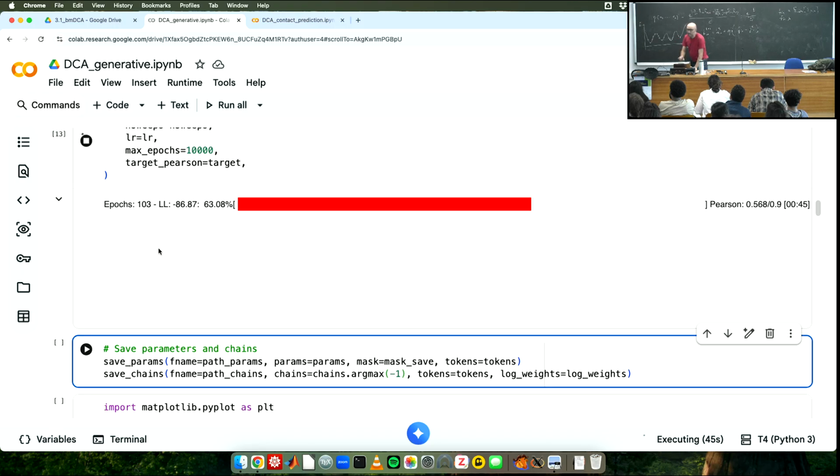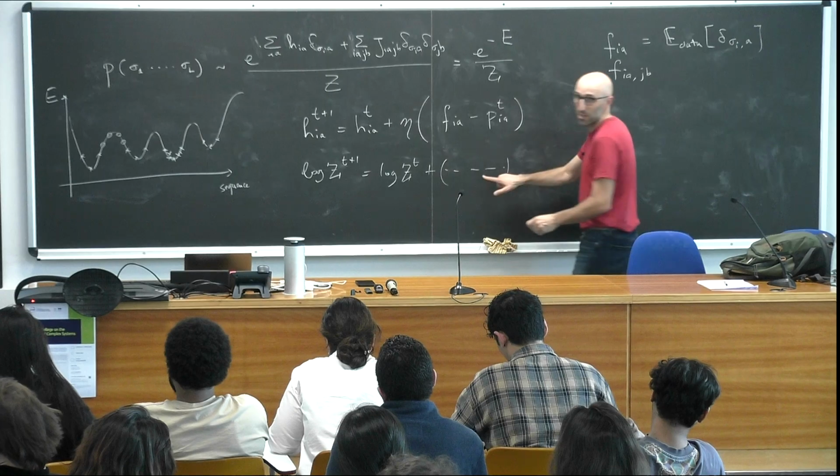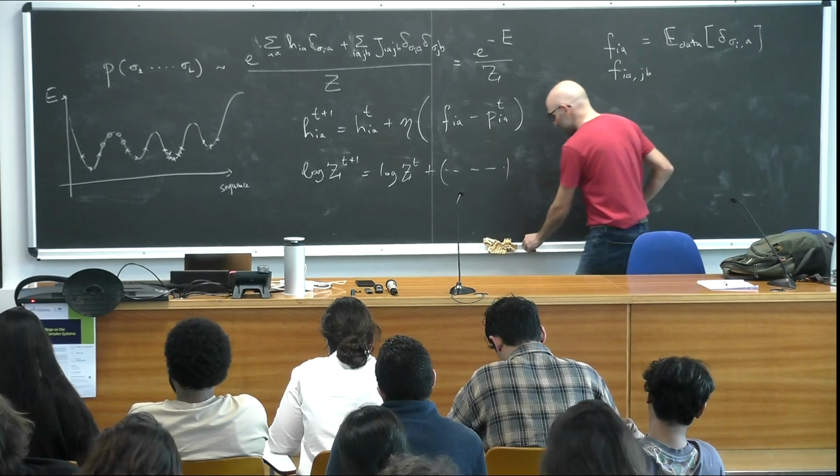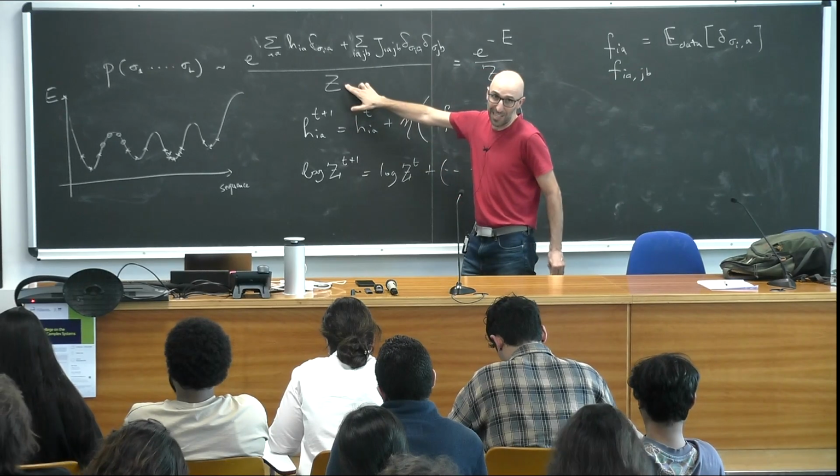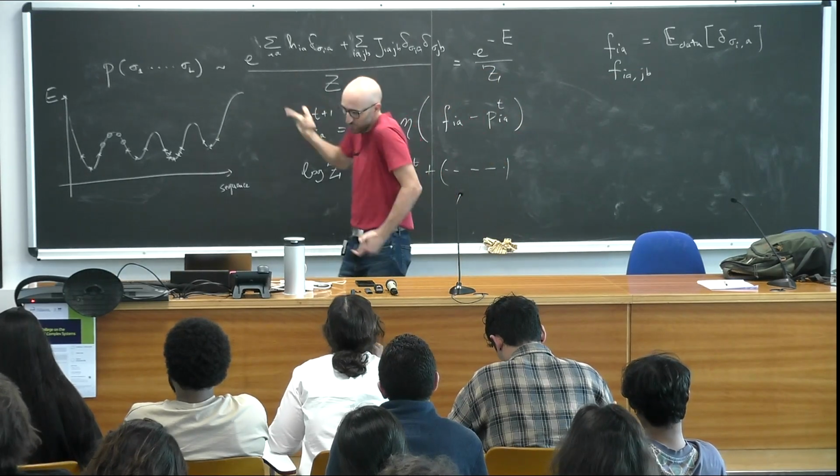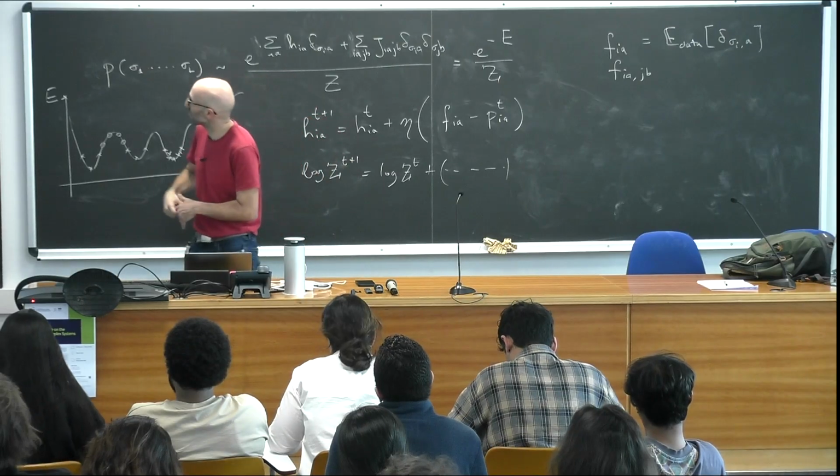The log likelihood is actually the true log likelihood, because in this code we are also able to track Z. The way we do Z is that, because you change the parameters a little bit at each step, you have an expression for log Z at time t plus 1, which is log Z at time t plus a correction, and you can compute the correction. So while you learn, you can also track Z, so you can have the full likelihood and the entropy of your model as a function of time.